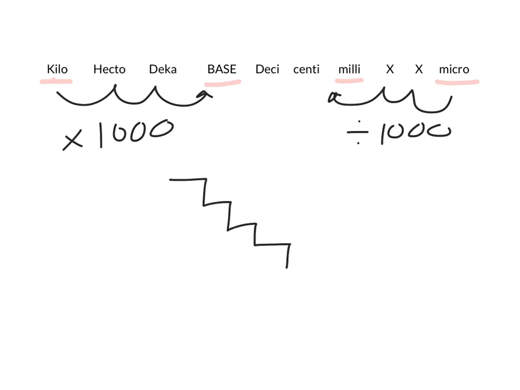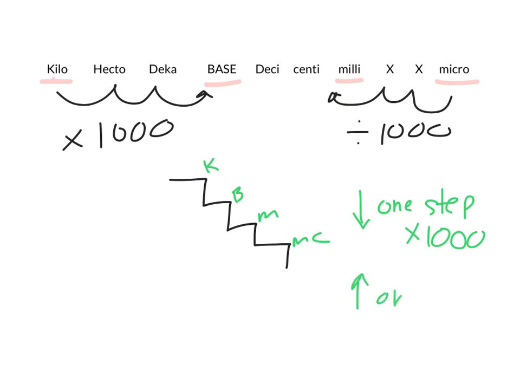And she said, let's just remember this. Here at the top is kilo, here's our base, here's milli, and here's micro. So all she did was take the same 4 on that chart and just write it sideways instead. And so what she said to remember is, anytime you go down 1 step, and I'm going to make a note that that's down 1 step, we multiply by 1,000. Whereas anytime I go up 1 step, we divide by 1,000.